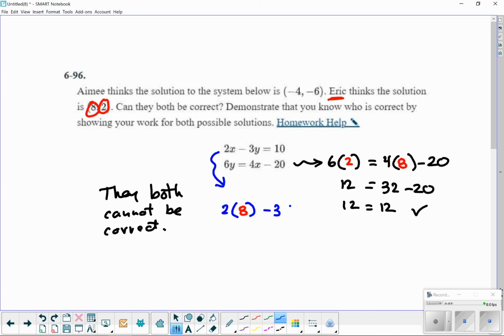Minus 3y, and y is 2 for Eric. So this is still Eric. I'm still using the red. Equals 10. Let's see if this works. 2 times 8 is 16. 3 times 2 is 6. Is that equal to 10? Yeah, it is actually. 10 equals 10. So we know Eric actually works. Okay.